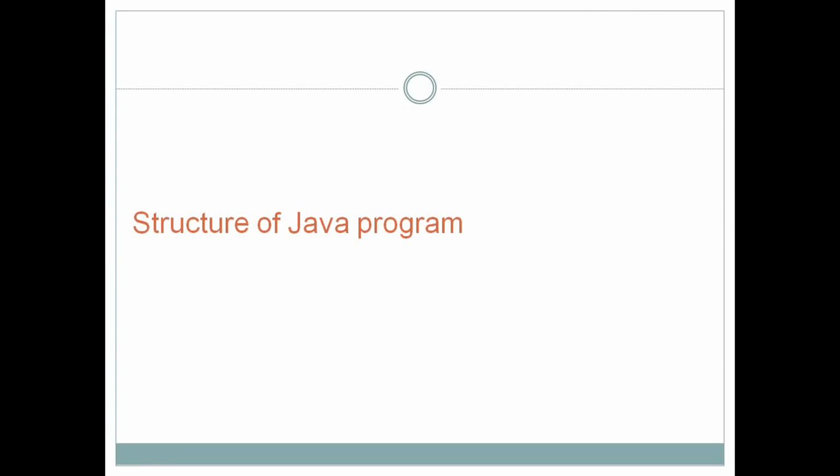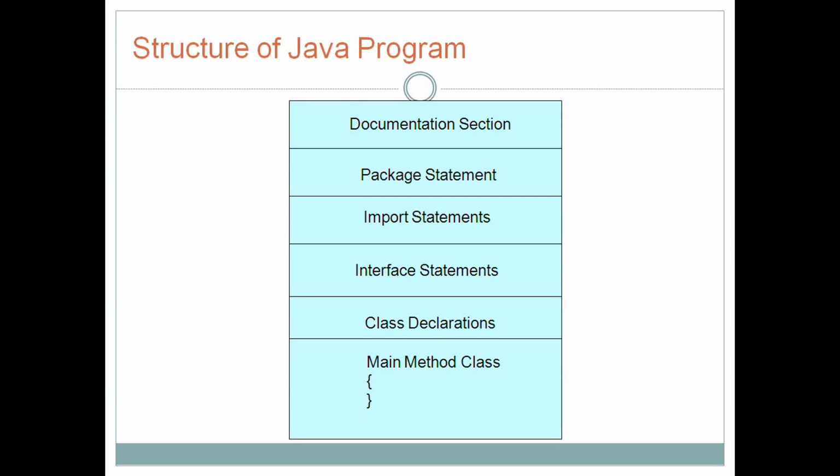So let us see the structure of a Java program. A Java program is divided into a number of sections. Mainly it is divided into 6 sections: documentation section, package statement, import statement, interface statement, class declaration, and main method class. And every Java program must follow the same structure. Now let us see each and every section in detail.